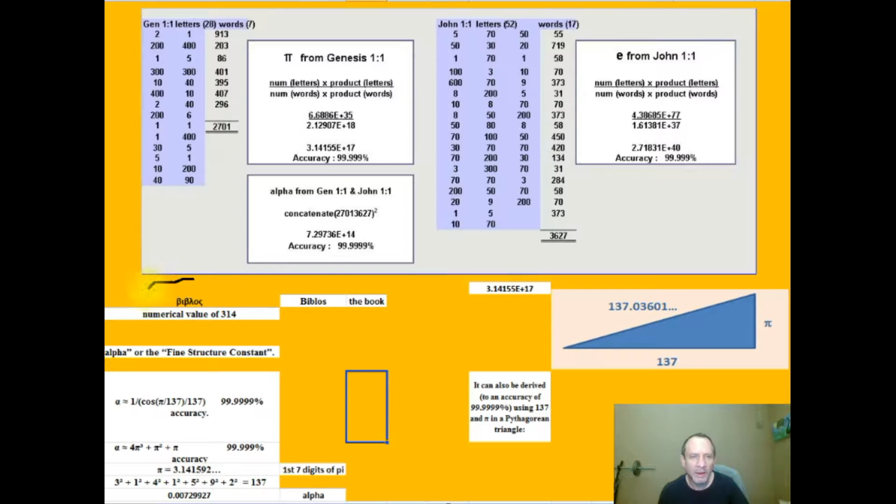Biblos in Greek, which means Bible, has a value of 314, or pi. In a right triangle, the run of 137 and the rise of pi equal the hypotenuse of 137. 137 is a very special number. The reciprocal of 137 equals the alpha, or the fine structure constant. If that number didn't exist, there would be no such thing as science, the alpha.